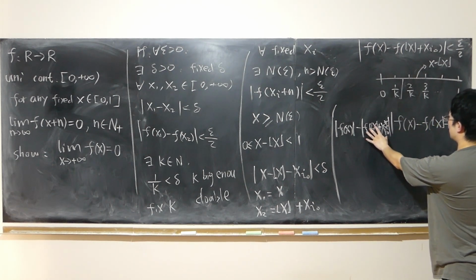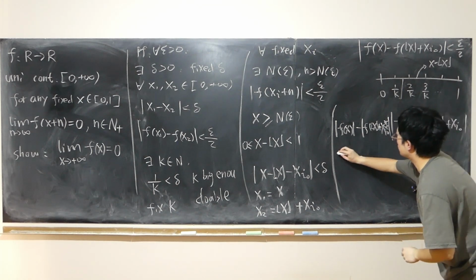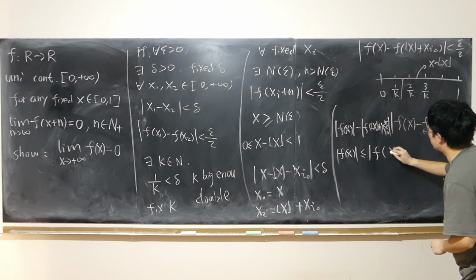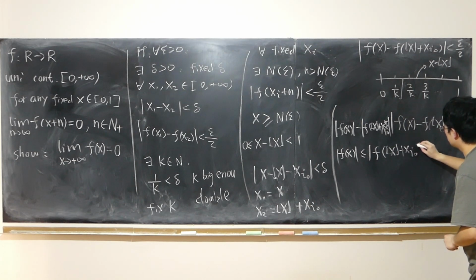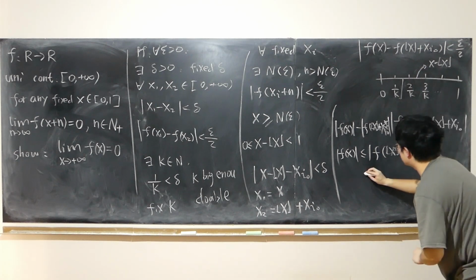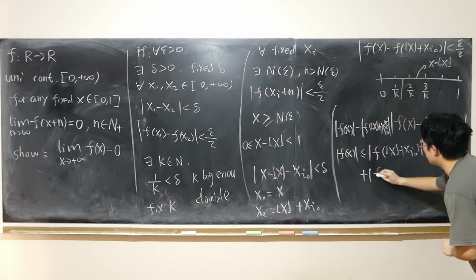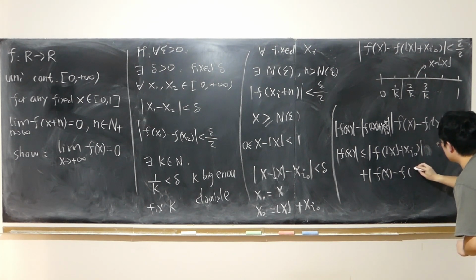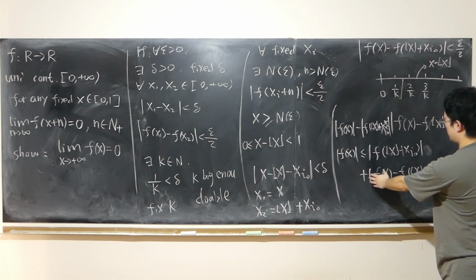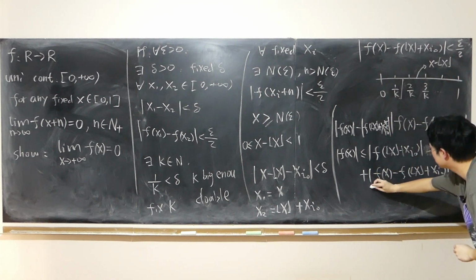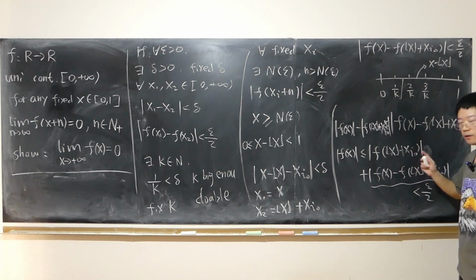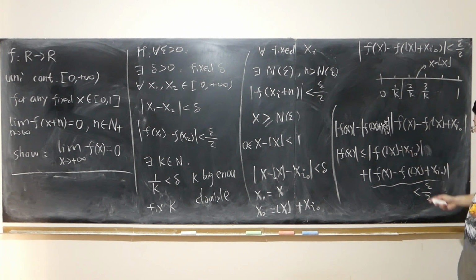So that we move this onto the other side. We have the absolute value of f of x is less than or equal to the absolute value of f of floor of x plus xi naught, plus the absolute value of this thing, f of x minus f of floor of x plus xi naught. So this part has no problem. This part is already smaller than half of epsilon. So how about this part? Can it be smaller than half of epsilon? Can we make sure that this part is also smaller than half of epsilon?